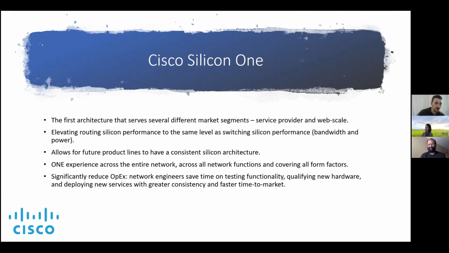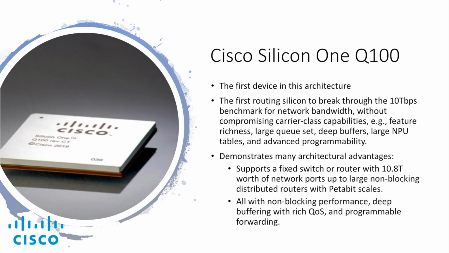Apart from having one silicon, etc., programmability, that's less interesting. I think that saying that everything from the user point of view, all markets are identical, is a very important message. The first device, I think it was announced end of 2019, but I'm not sure. It's called the Q100, Silicon One Q100. I think it's the first routing silicon that breaks the 10 terabit per second network bandwidth.